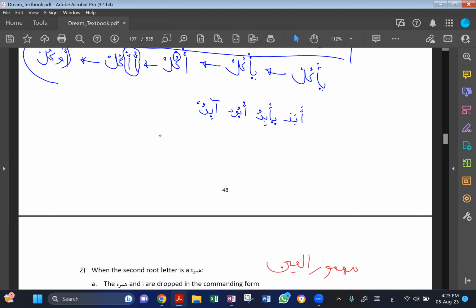Okay, then you have the majhul. So it will be ubida, yu'bad. Of course, the masdar remains. فهو, what do you guys think? مفعول، مضروب، معبود. Yes, معبود، مأبود. And then of course the ظرف, oh the أمر, we have to do that one.